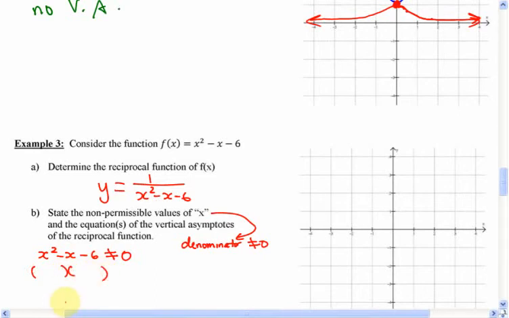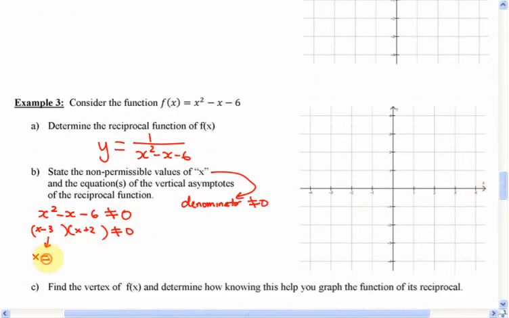Two numbers that multiply to -6 add to -1. What would that be? Yeah, -3 plus 2. Okay? And therefore, when you solve, you get x. Now, in this case, it's not equal to 0, so x cannot equal to 3. X cannot equal to -2. These are your non-permissible values. Okay?